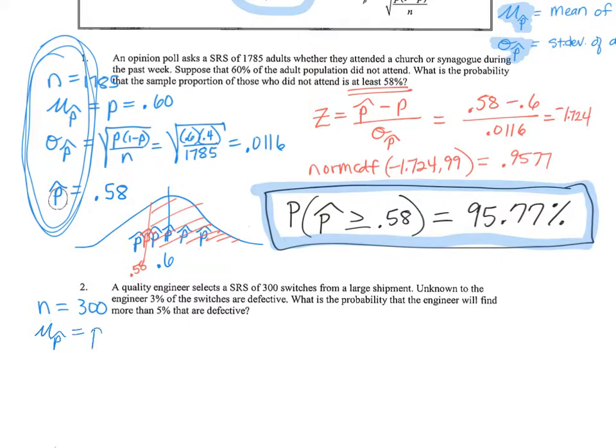The mean of the P hats is going to be the same as the whole. So they're saying, the engineers don't know this, but in fact, there are 3% defective of all of the switches that they're talking about. In the upper problem, where did that 0.4 come from in the standard deviation equation? This 0.4 is the opposite of the 0.6. Oh, okay, thanks.